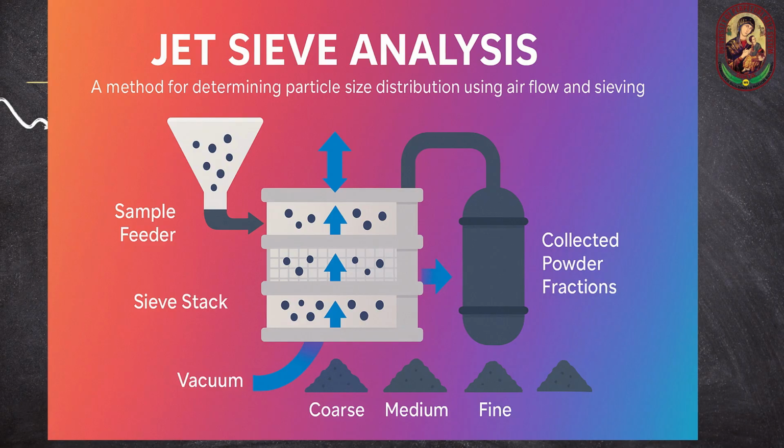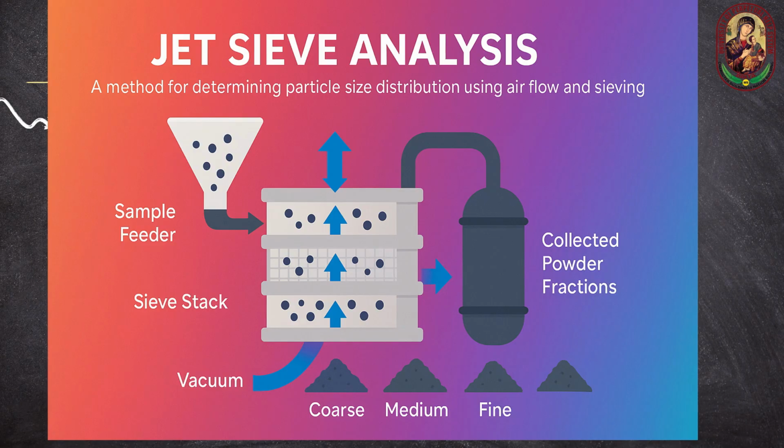Here's how it works. The powder sample is poured into the sample feeder, which directs it into a stack of sieves. A vacuum system creates a strong stream of air that passes upward through the sieves. The airflow lifts the finer particles, allowing them to pass through the smaller mesh openings, while the heavier, coarser particles remain on top. At the end of the process, we collect different fractions, coarse, medium, and fine powders, each representing a specific particle size range.